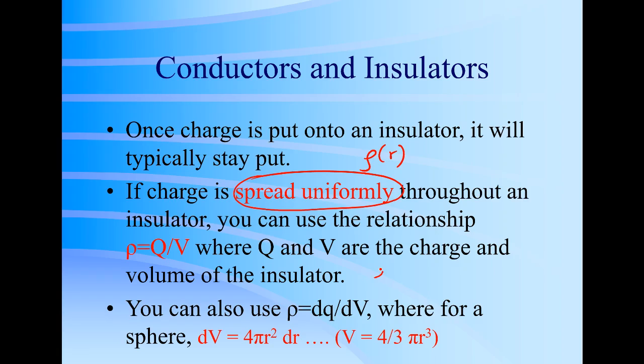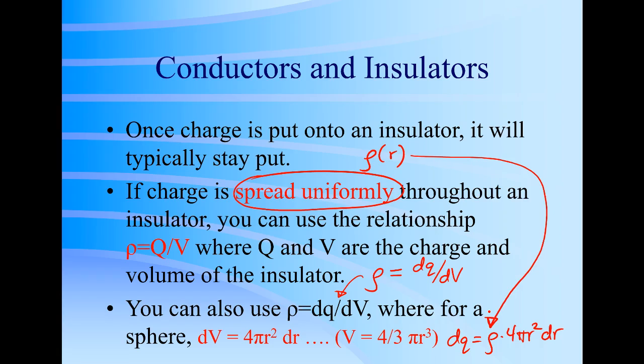But the simple answer is that you can write rho is equal to dq over dV. And that's what we have right here. Okay? And for a sphere, dV is equal to 4 pi r squared dr. So that means that dq is then equal to rho times 4 pi r squared dr. And typically rho will be a function of r, so then you're able to go from there.